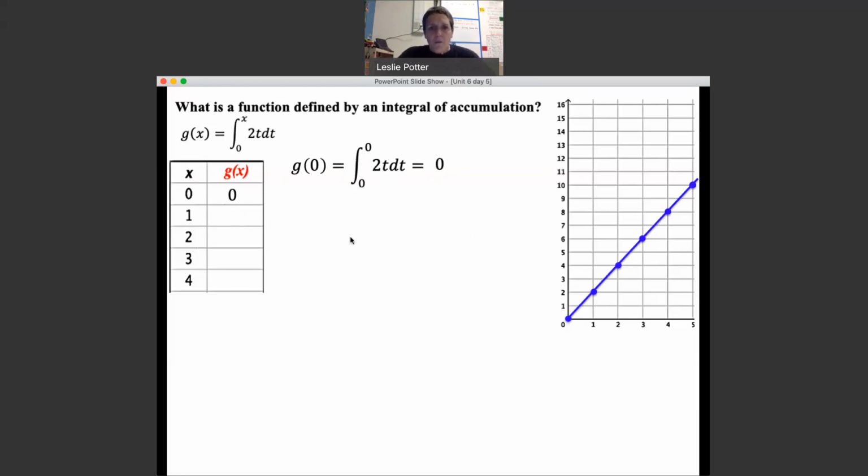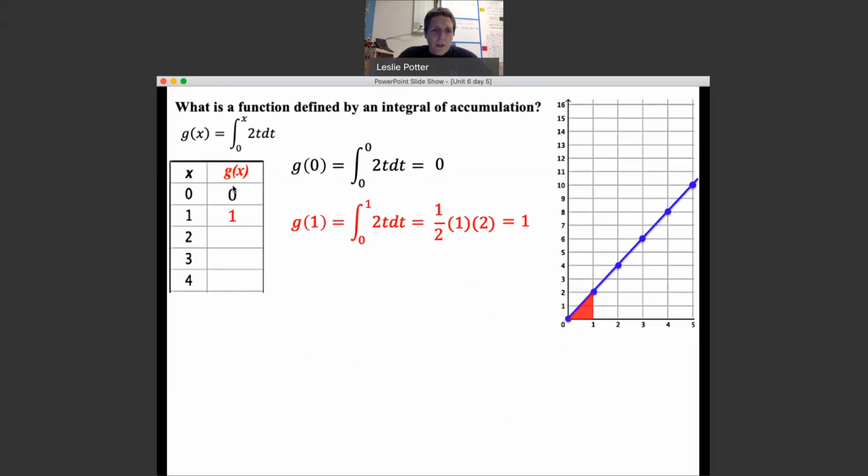Well, now we want to go from 0 to 1. So we're going to sweep from 0 to 1, which means we're going to sweep out to 1, and then we're going to trap this region between the function and the horizontal axis. Okay, and we could recognize that as a geometric shape. So we're going to go ahead and use geometry. It's going to be half base times height, base of 1, height of 2. So that region has an area of 1. So our next accumulation value is 1.